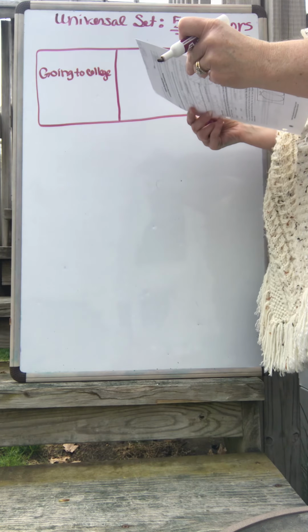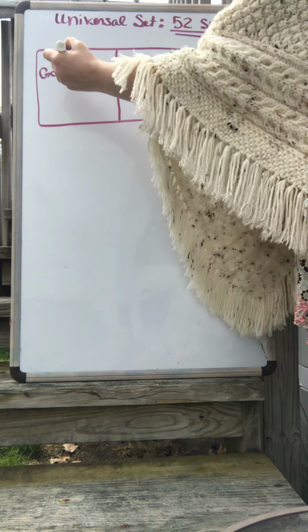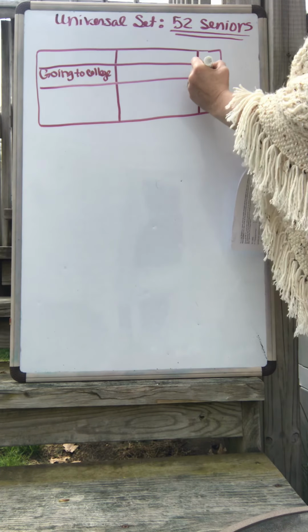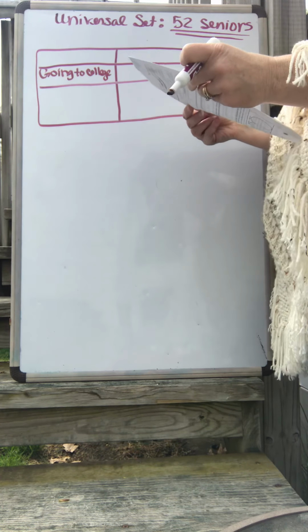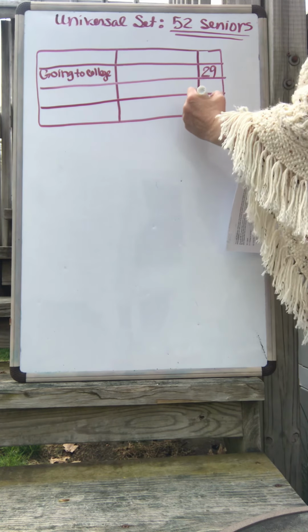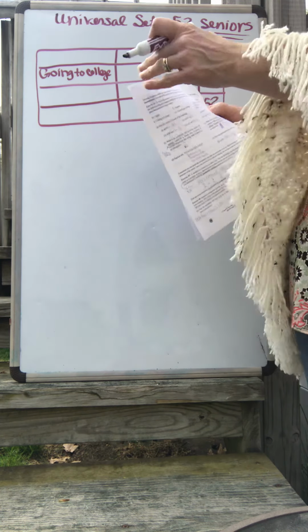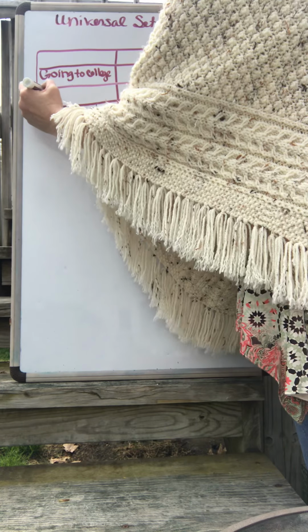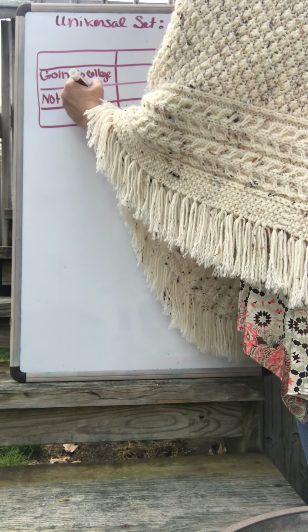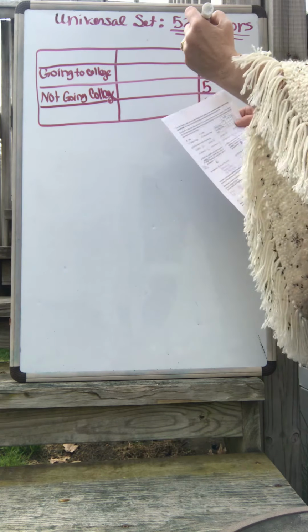And we find that going to college, 29 people stood up. So 29 kids are going to college. Now, if there's only 52 kids in this school, then anybody with a calculator, or even just thinking it through, is going to say, okay, not going to college would be 52 minus 29, 23.